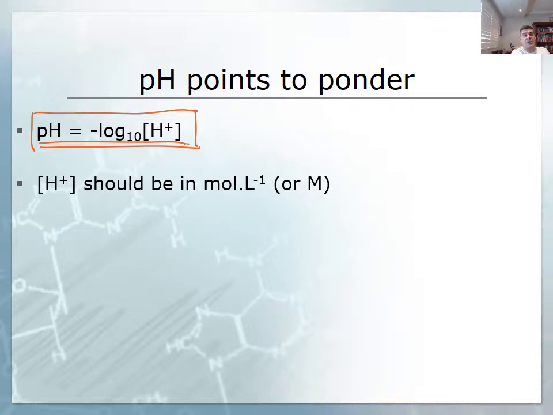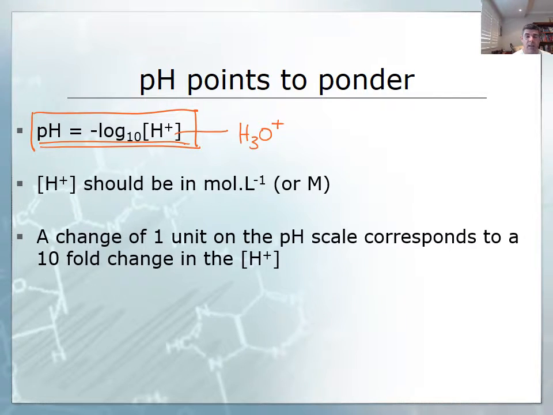The concentration of the H+ ions, which is equivalent, we now know, to the concentration of the hydronium ion, should be expressed in moles per litre, and then it can be converted directly into a pH value. Any change of 1 unit on the pH scale is going to correspond to a 10-fold change in the concentration of the H+ ions, and that is simply because of the log base 10 of this particular expression.